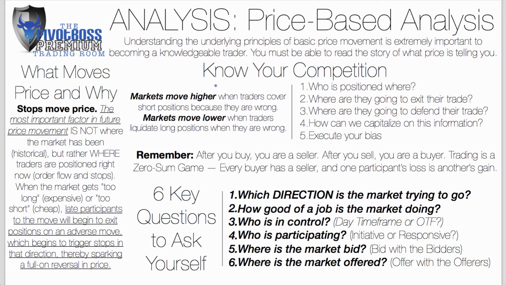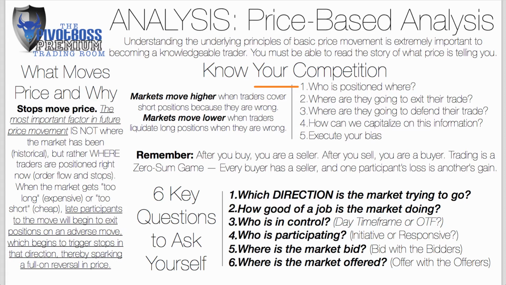Number one, you have to know who is positioned where. We talked about in the auction market theory portion in part 1 who the market participants are. Remember, we have responsive participants, we have initiative participants. And of those, we have a bigger category, which is OTF, other time frame participants, the bigger fish.